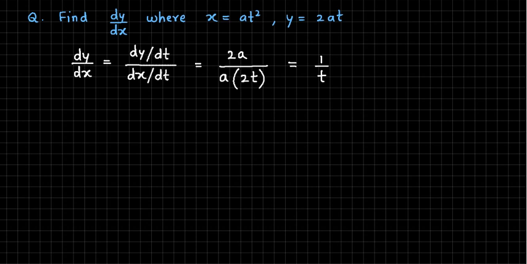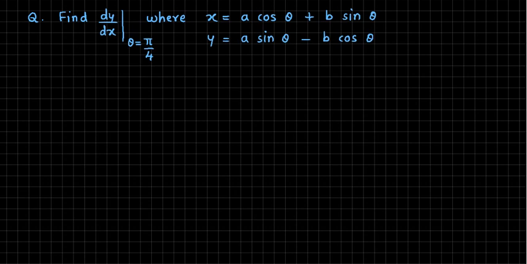Now it will be interesting to note that the derivative of y with respect to x is also expressed in terms of the parameter t only, right? Let us go ahead and see another question. Now this is a slightly different variety. Find dy by dx at theta equal to pi by 4 where x and y are given as shown here.